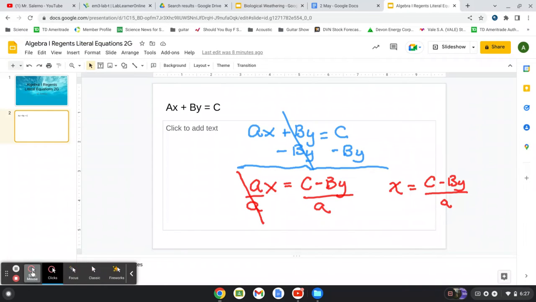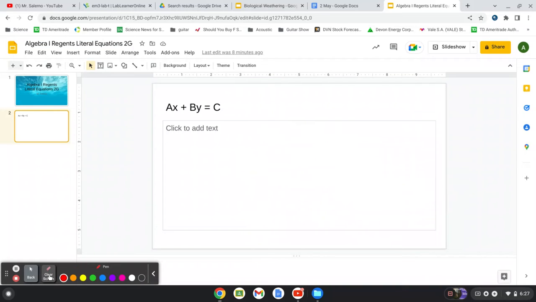Okay, let's clear that out, get the pen back, and get a different one. What if we had something like this? We'll use purple. What if I had G equals 1/2 H, and then parentheses, A plus B. You can't solve these unless they actually tell you what to solve. So let's say the question says solve for A.